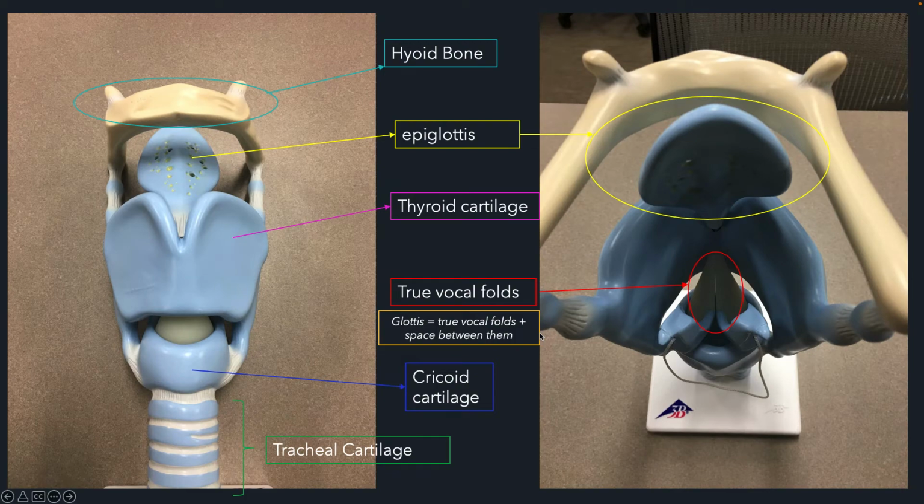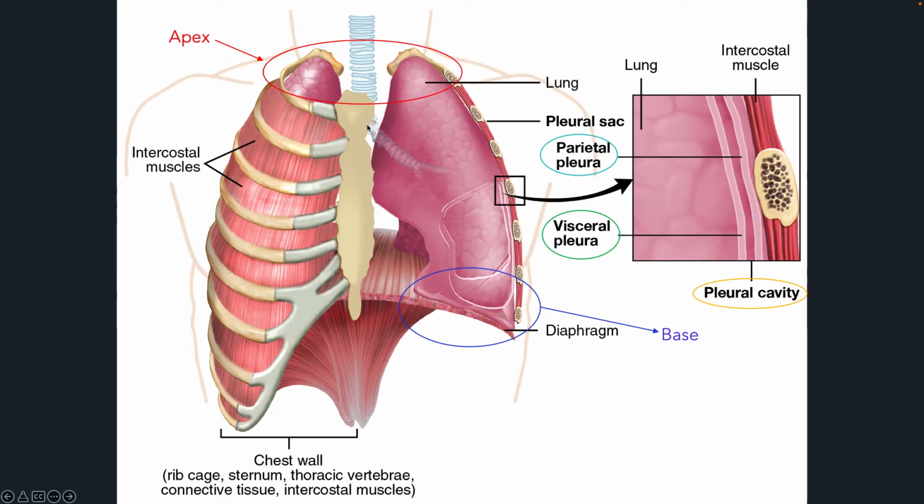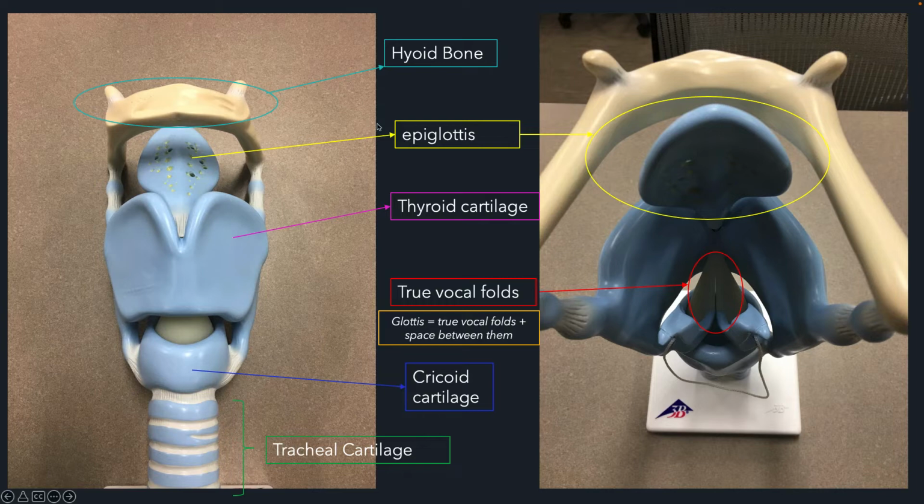Then we have objective 2, looking at our larynx. We have our hyoid bone. This is the bone that your tongue connects to. We have our epiglottis, which helps propel food into our esophagus and prevent it from going into our larynx. This is part of that swallowing or deglutition reflex.